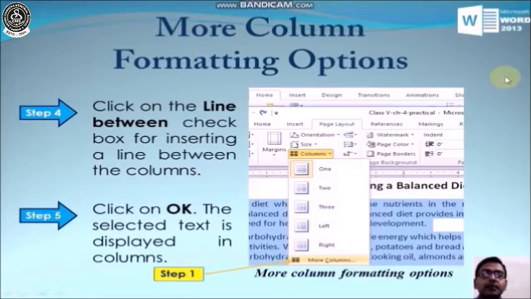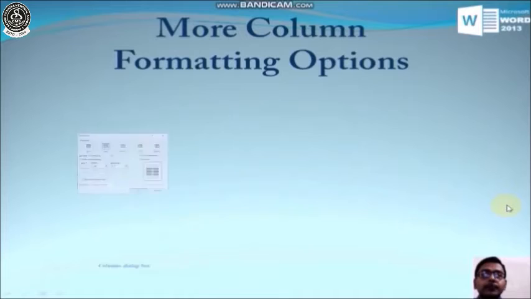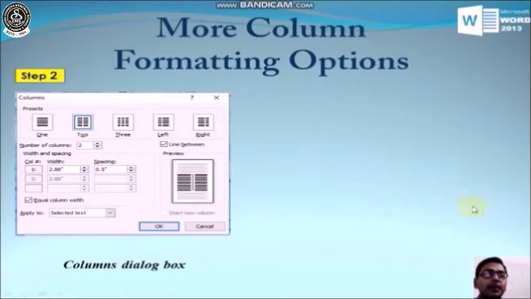Now let us see here. Your step number 1, under the column option, the last option is more columns. Click on that. This is your step number 1. As you do, the columns dialog box opens. These are the presets of the columns. 1 is the default one, 2, 3, left, right. So you can choose either of these presets of the columns, or in this number of columns spin box, you can type or set the number of columns here.